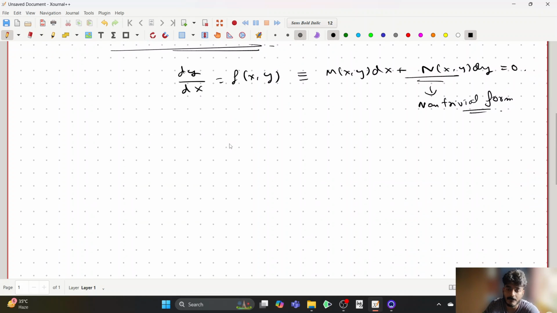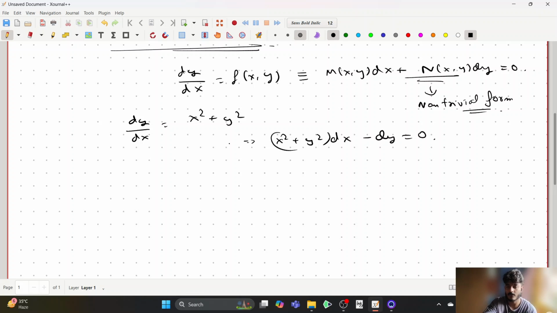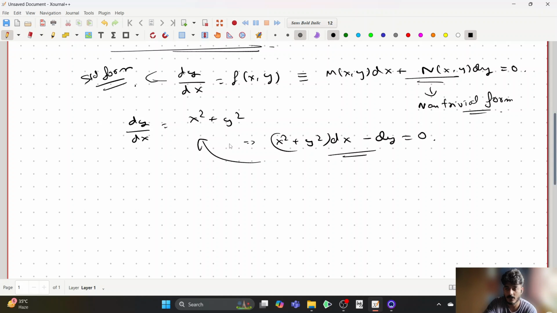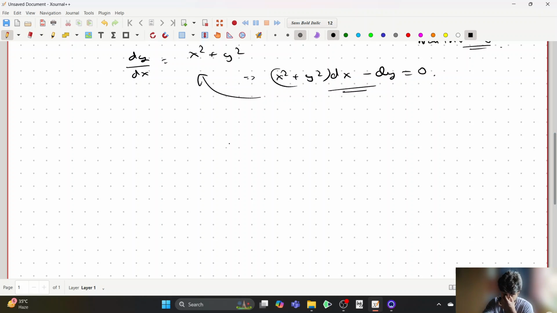For example, let's say dy over dx equals x square plus y square, some sort of this form. Then you can represent this as (x square plus y square) dx minus dy equals 0. And similarly, if you have some form like this, you can re-interchange it to the standard form. This is called the standard form. Clear? Okay.